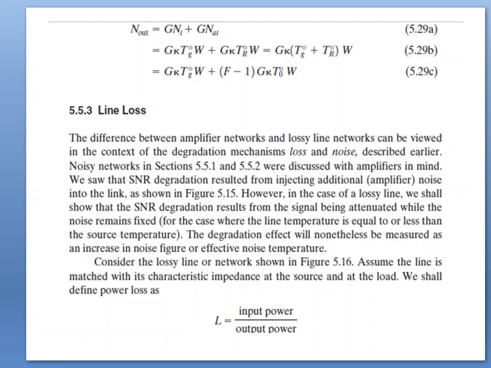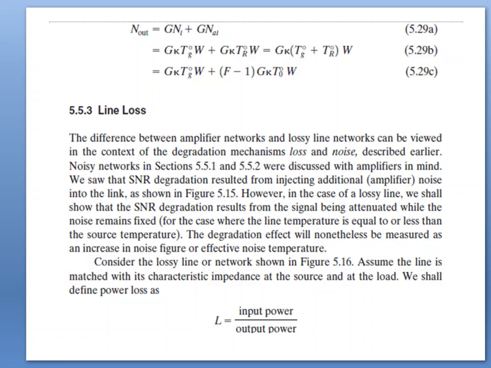So we can conclude that the effective noise temperature along with the noise figure are related with respect to temperature. Now we move to the next concept, line loss. The difference between the amplifier network and lossy line network can be viewed in the context of degradation mechanisms, loss and noise.